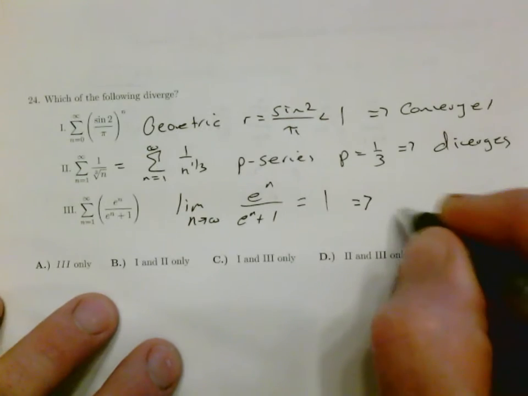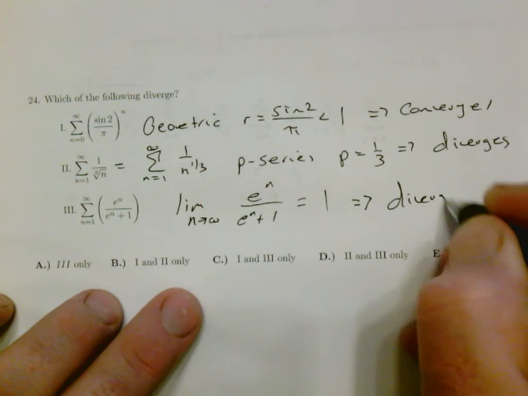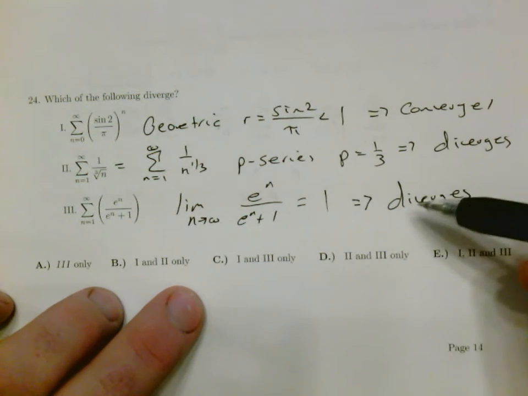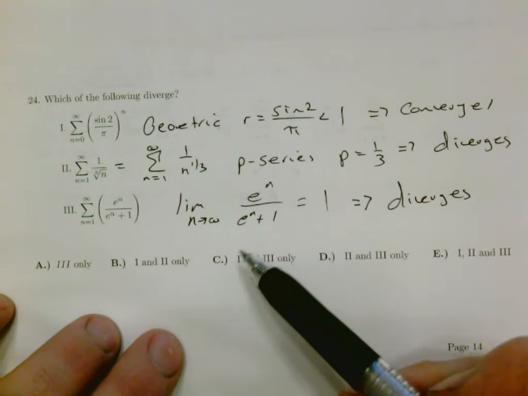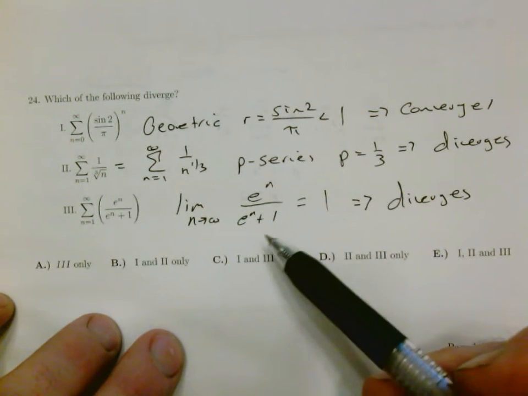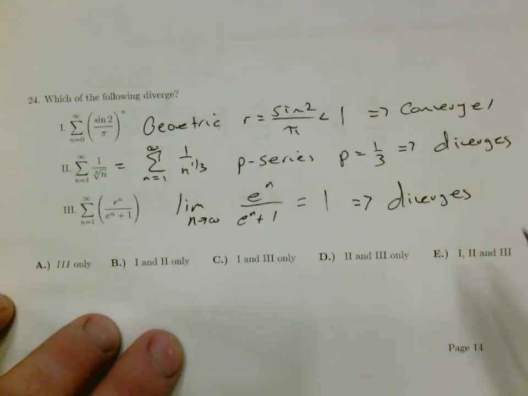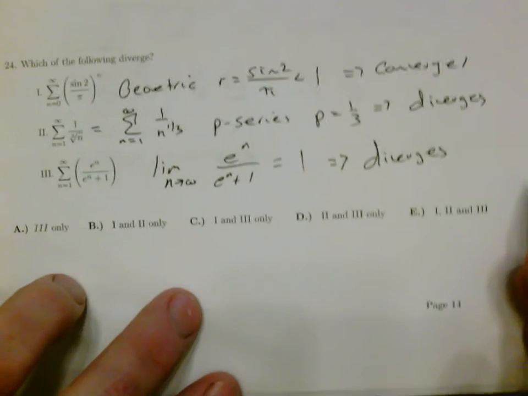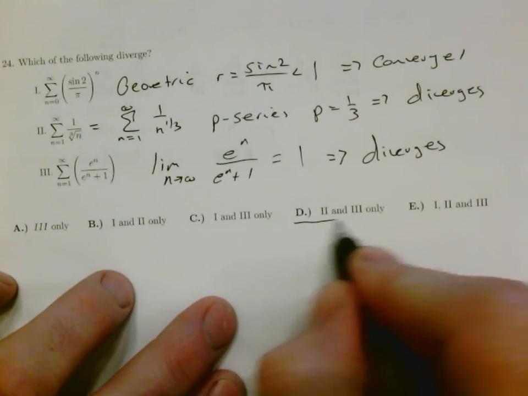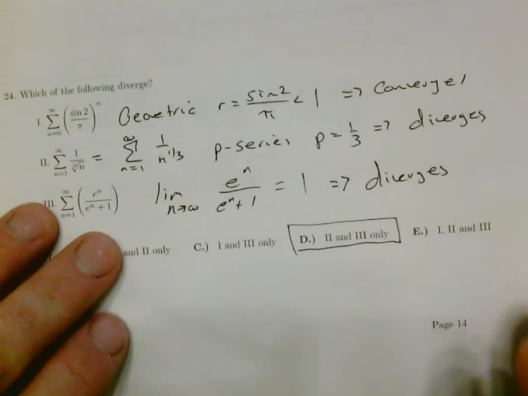And it diverges because remember, when you do the nth term test for divergence, if it goes to anything but 0, it's going to diverge. This goes to 1, so it diverges. Okay, so the answer is 2 and 3 only. Okay, next page.